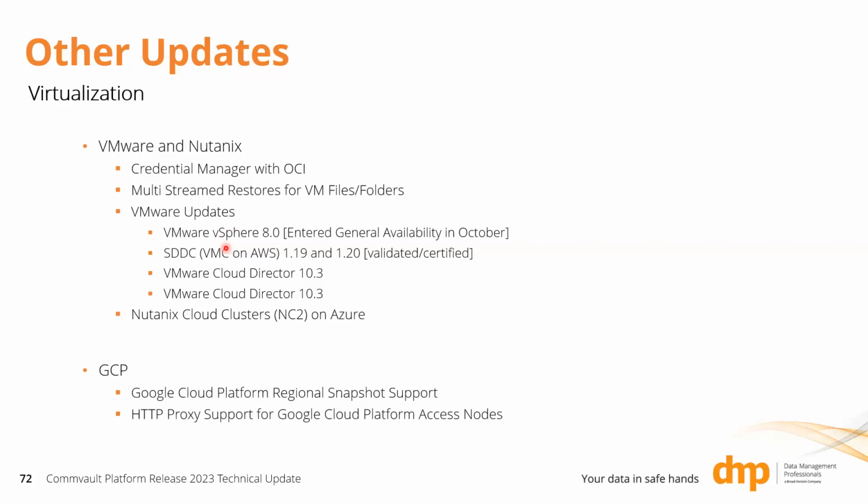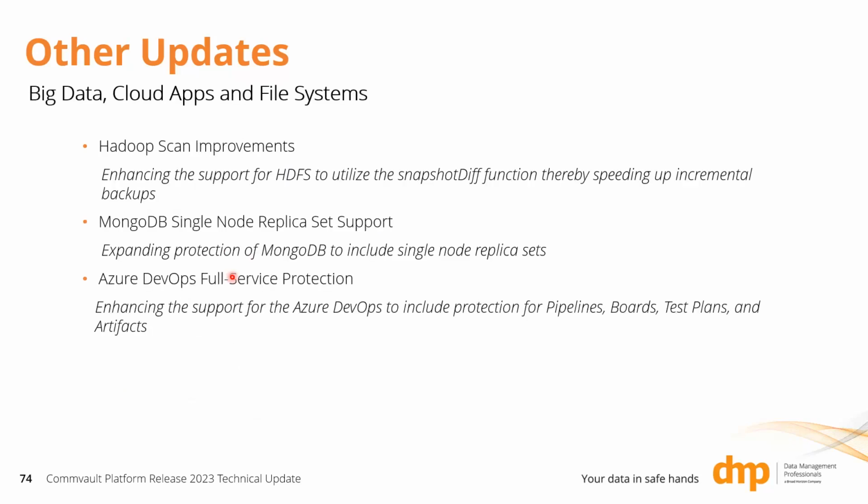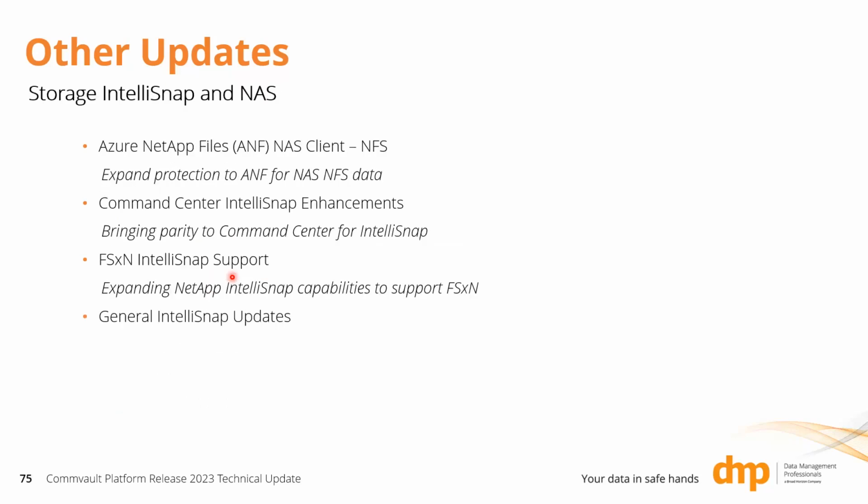Some VMware and Nutanix updates. You can see that VMware vSphere 8.0 is supported with this feature release, and some other new versions here. For Azure, some basic updates, as well as for AWS. Some big data, cloud apps and file system updates. Storage IntelliSnap and NAS. So Azure NetApp Files, NAS client is now supported.